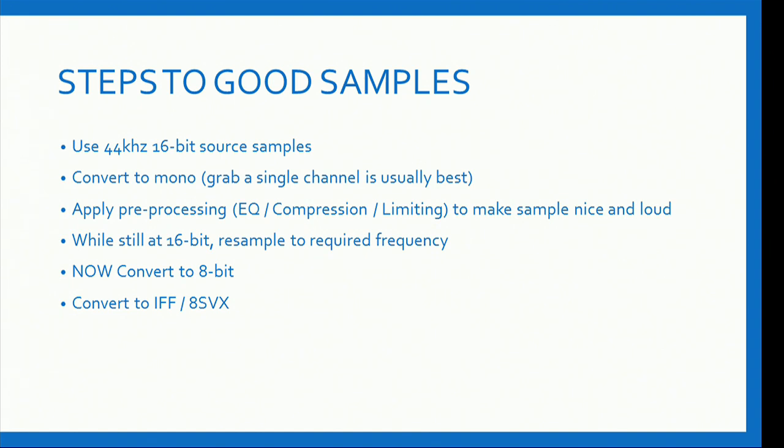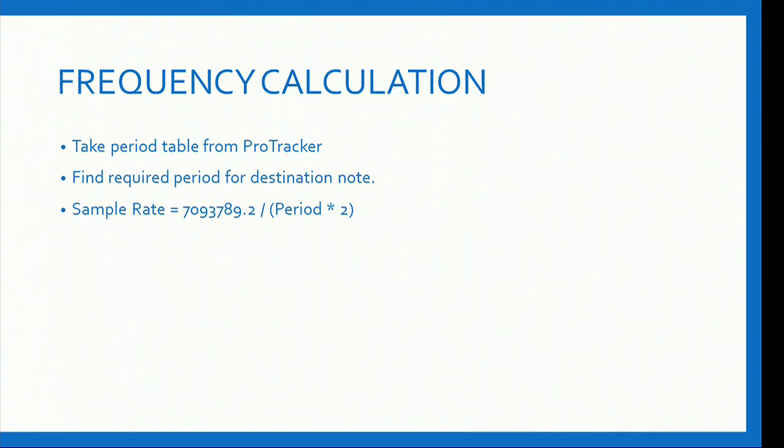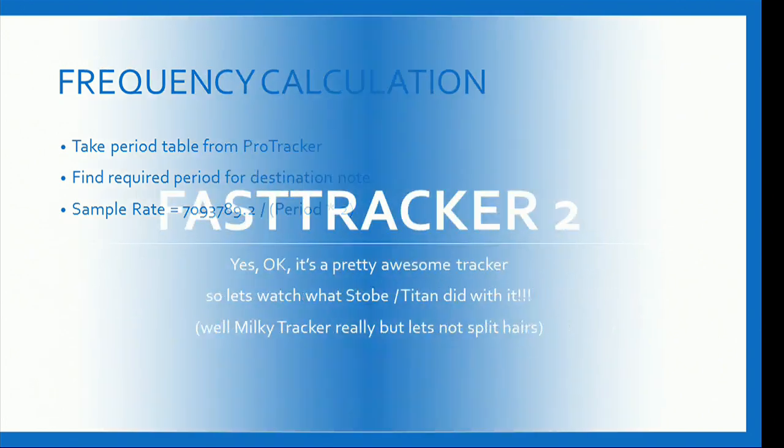If you convert it to 8-bit at any point before that, you will lose all the detail in your sample and it will sound rubbish. And of course, you've got to convert it to IFF or 8SVX. There's the frequency calculation. I won't bore you too much with the details, but you basically take the period from Protracker for the note you want and put it through that formula, and you'll end up with the sampling frequency that you need to resample it to.